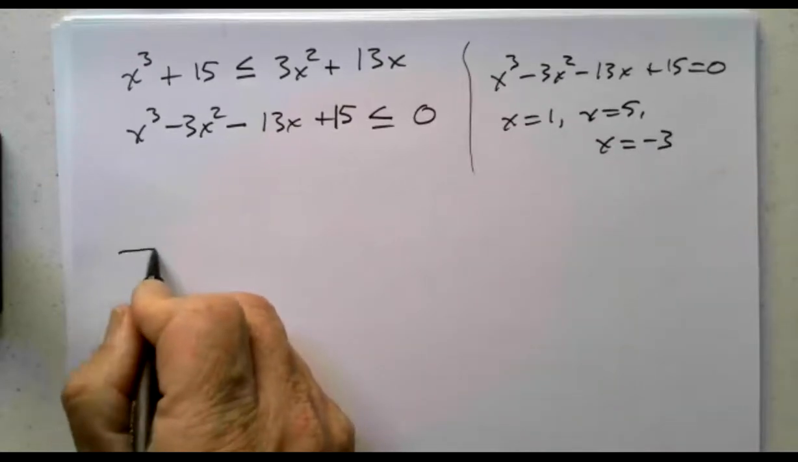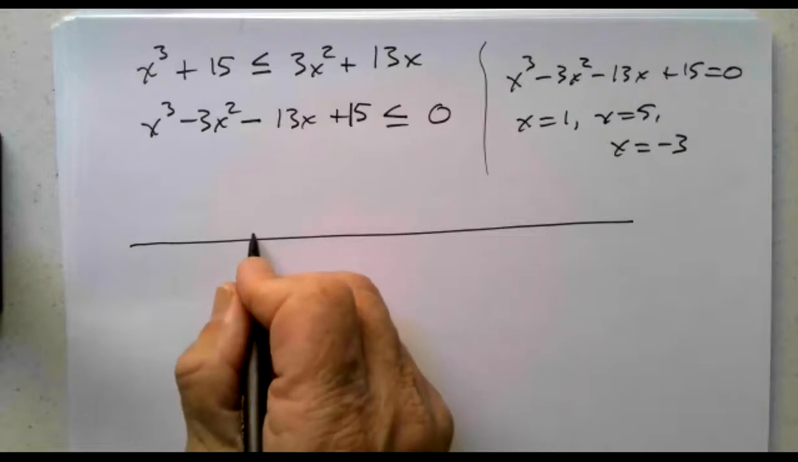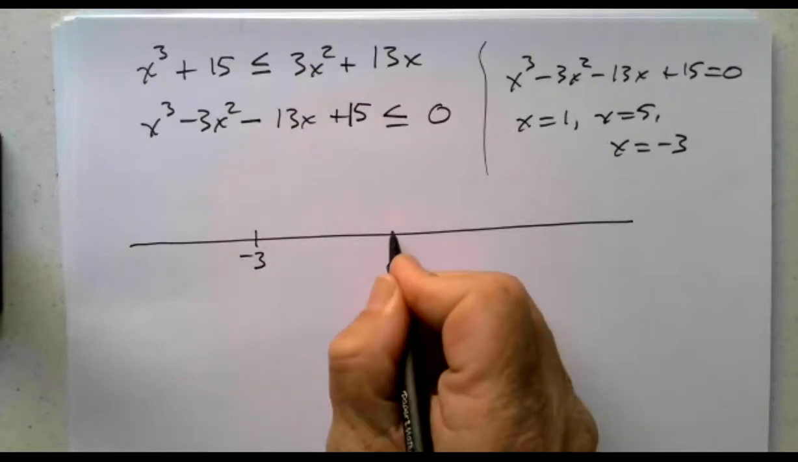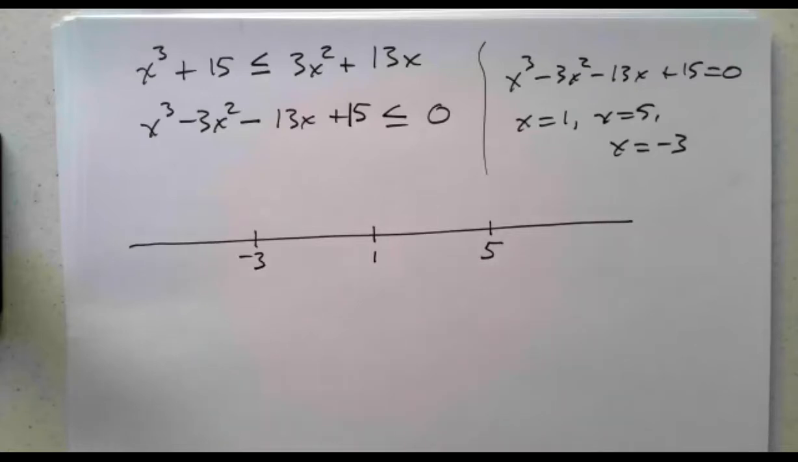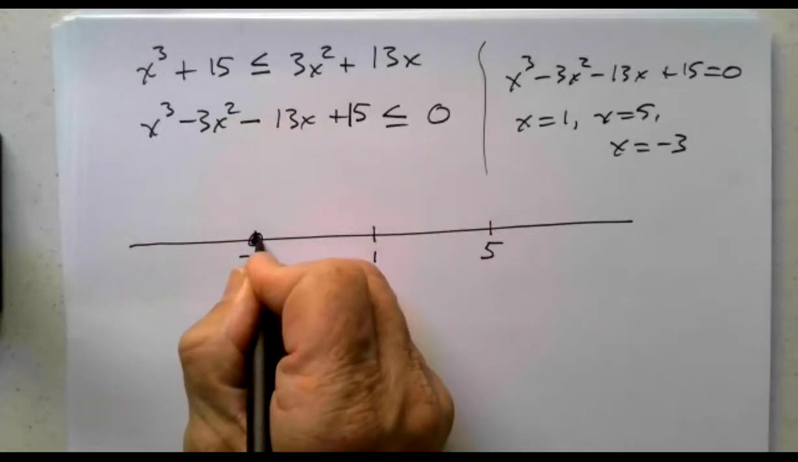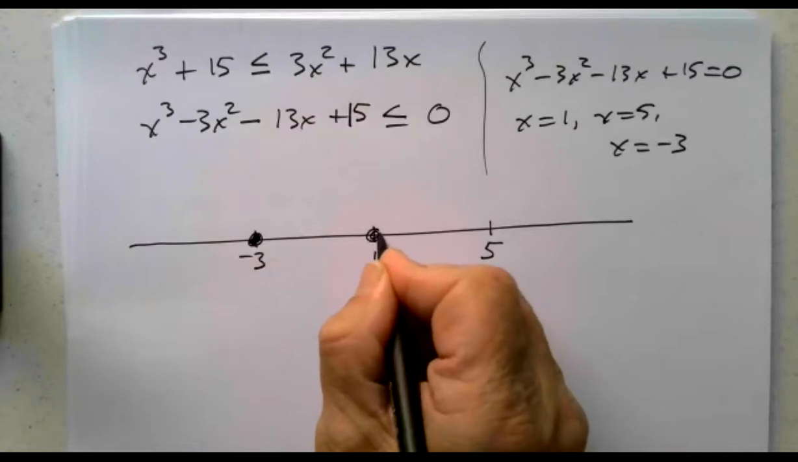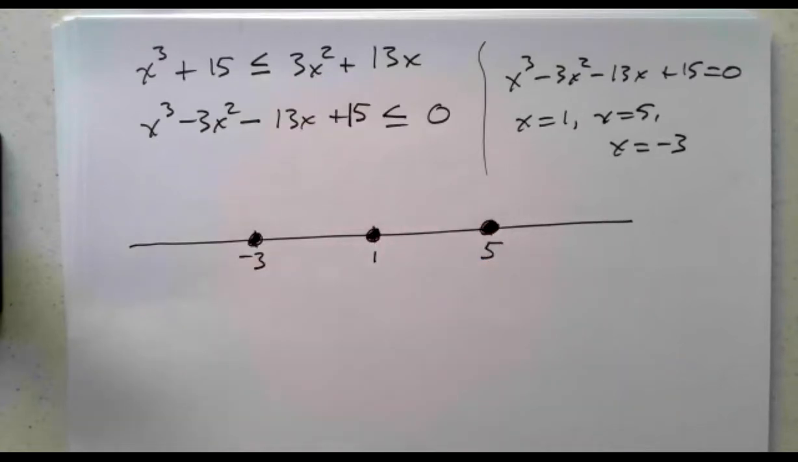So let's lay out a number line. The first one in that list would be negative 3. Then 1, then 5. You'll notice it's less than or equal to, so all of these dots are solid. I have got to pick numbers in each interval.